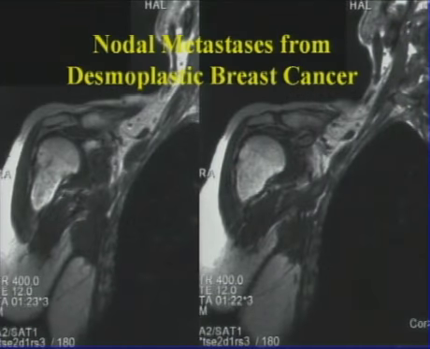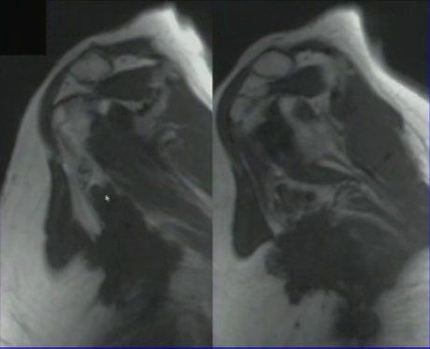This is another case of a patient who presented with nodal metastases from desmoplastic breast cancer. So if we look out in the axilla, we can see multiple nodular lesions, and this is resulting in compression of the axillary component of the brachial plexus. On the sagittal images, again, this very irregular stellate mass, somewhat nodular, and this is from nodal involvement causing compressive disease.